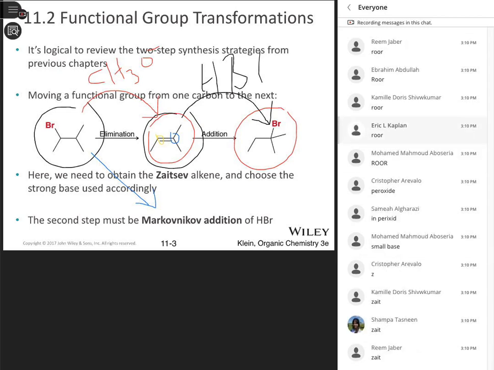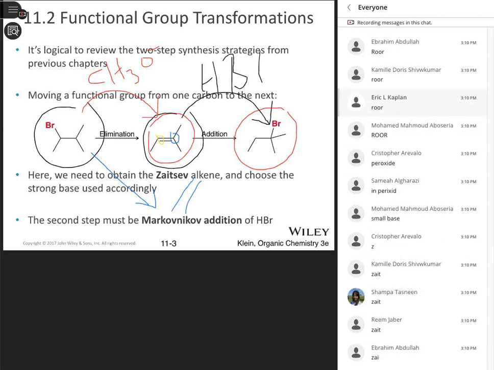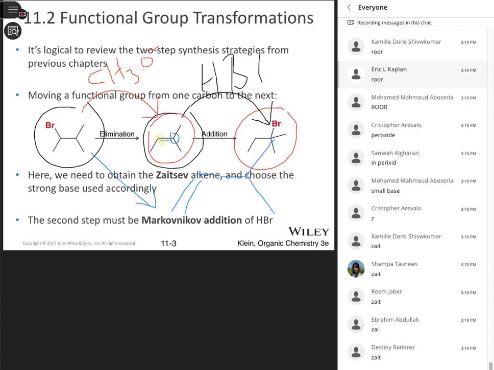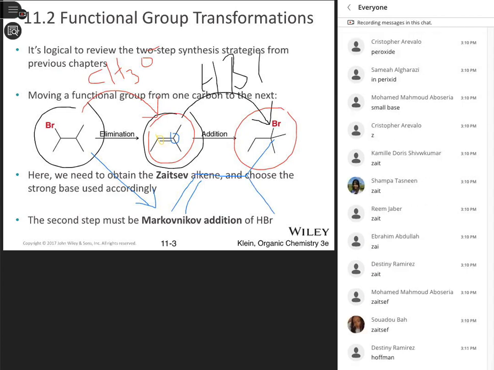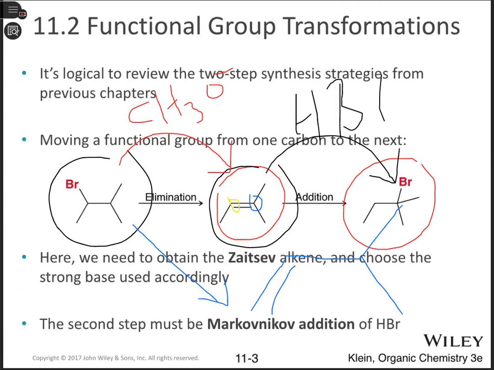Where's the Hofmann? Where's the alkene? It will be right there. Yes, you're right, Eric, good job. And the rest of the people who wrote, good job, Javier and Destiny. So yes, if you use a bulky base, you change the whole structure of the molecule and you end up with a different product.